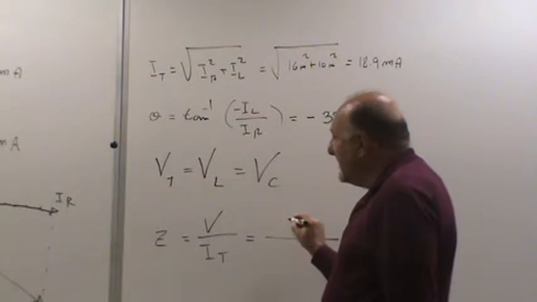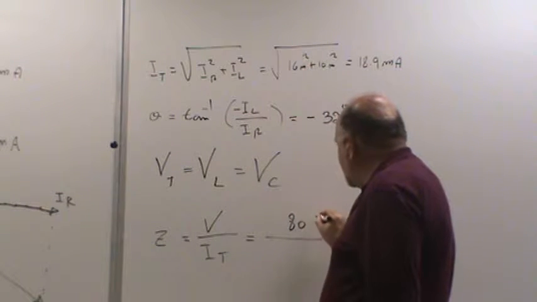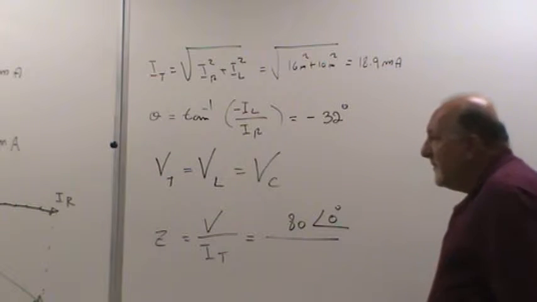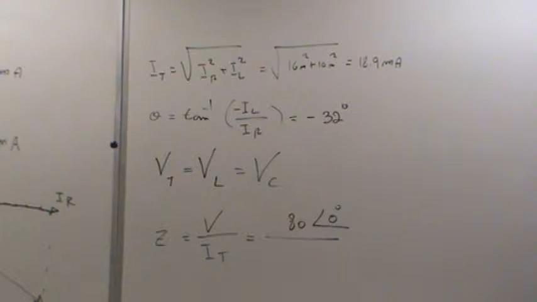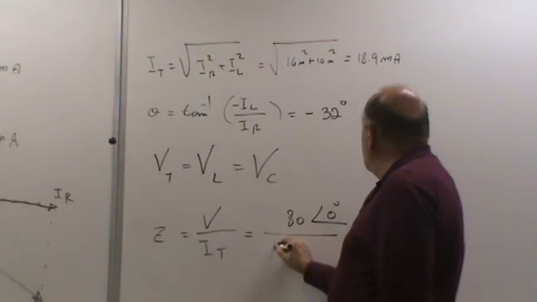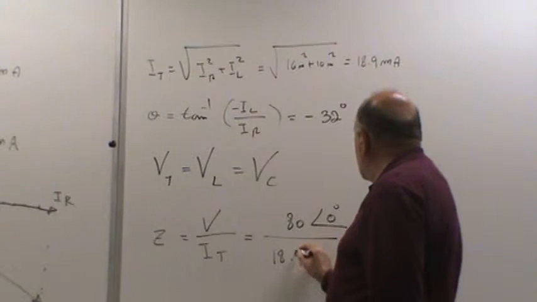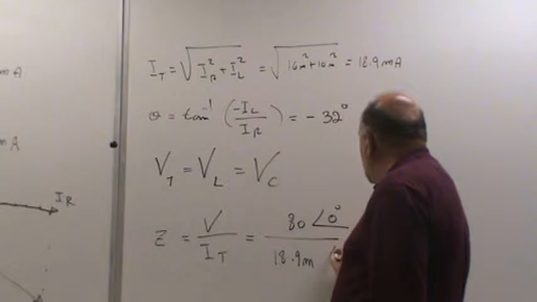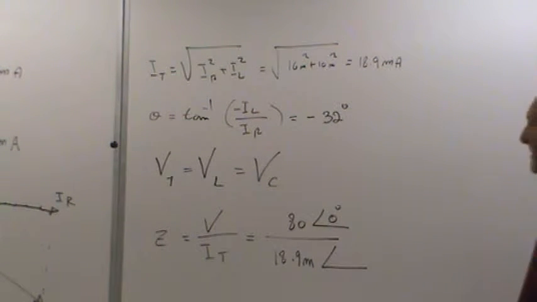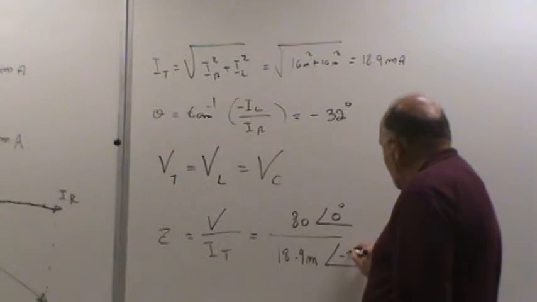So let's go ahead and put that. V was 80 volts. Let's put the angles in there. Angle of 0 degrees, because if I don't say anything, that means 0 degrees. And I total is 18.9 milliamps, angle of minus 32 degrees.